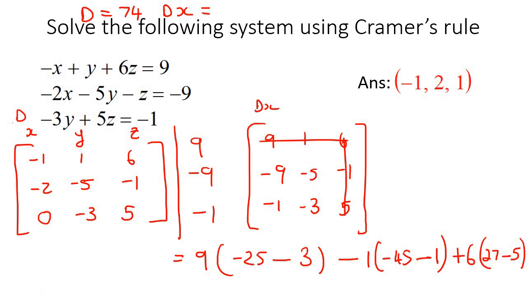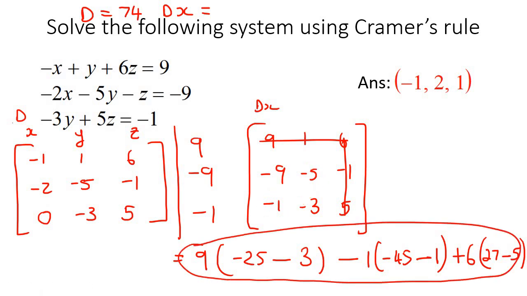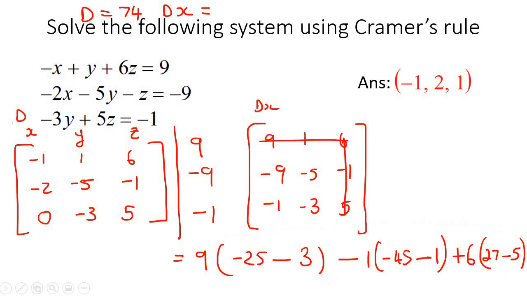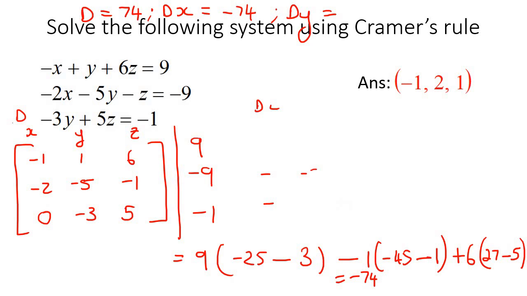To save space, I'm just going to put all of this on my calculator and get the answer in one step. And that gives us -74. So that's our dx, -74. Okay, now we need to get dy. So now we're just going to repeat the process. So I can erase all of this because we won't need to use this again. I'll leave this a little bit longer just for those of you that are still checking that out.